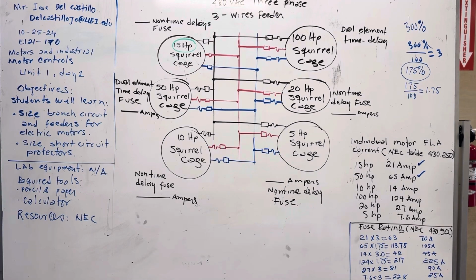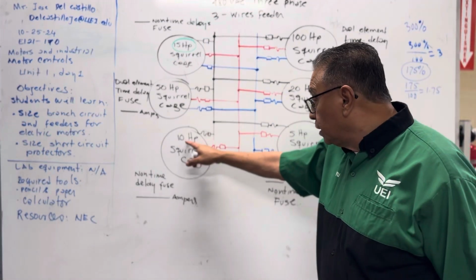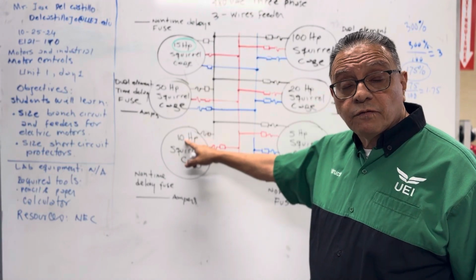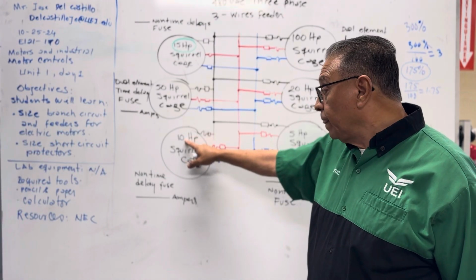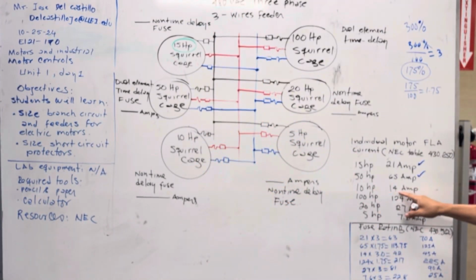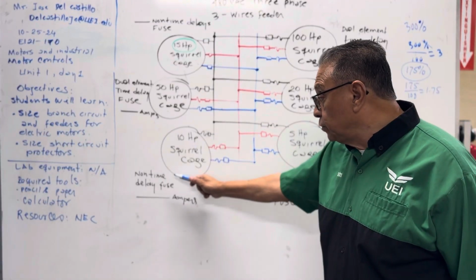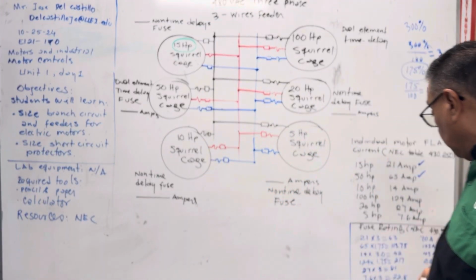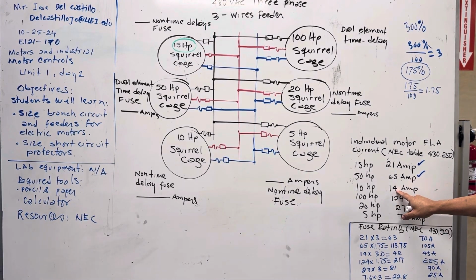Then for the next, which is 10 horsepower. The 10 horsepower, according to table 430.250, working with 480, the full load ampacity will be 14. And I am asking you to use a non-time delay fuse. So I need to multiply the full load ampacity times 3, which is 42. I don't have a 42 amp fuse, so I round to the nearest higher one, which is 45. You won't find a 42 amp fuse in the industry, so we select the nearest higher one.